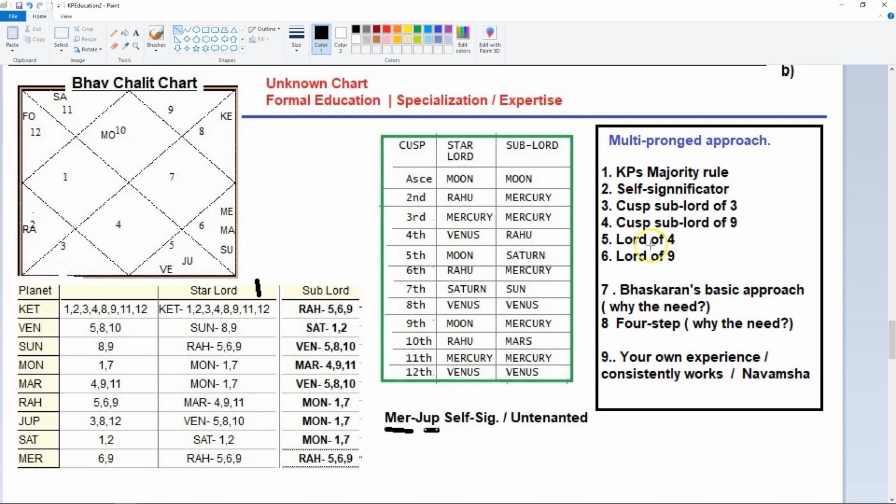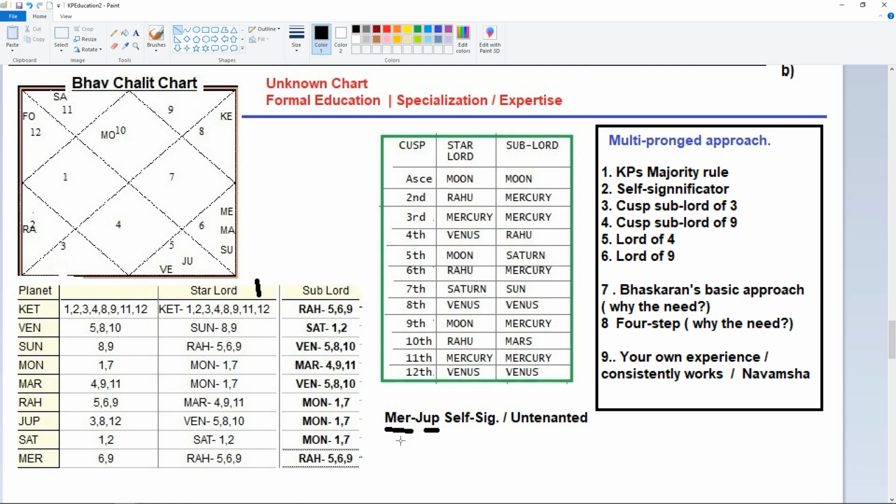So now when we came from step one to step two, while judging the self-significator, this Mercury and Jupiter seem interesting to us. Let's try to analyze further and see what this Mercury and Jupiter could possibly do. Now, Mercury and Jupiter both are Gyan Karak. So apart from the formal education, since both these planets appear as self-significator, untenanted, and are both Gyan Karak, it might be that this person could have some chance in life to have some degree of specialization or domain knowledge.